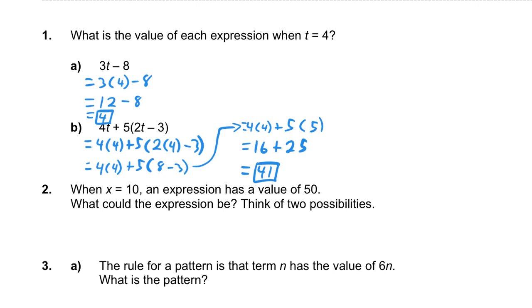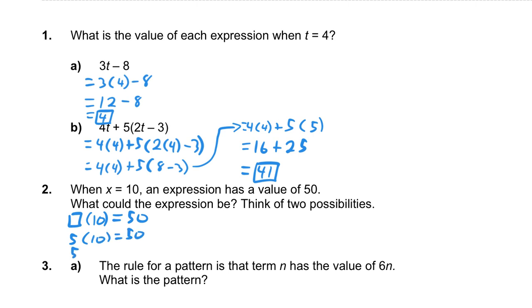For number 2, it says, when x equals 10, an expression has a value of 50. What could the expression be? We need two different possibilities. Okay, so x equals 10. The first one I can think of is I've got some number times 10, and I know it has to have a value of 50. Well, what times 10 is 50? I could have 5 times 10, and that would be 50, right?